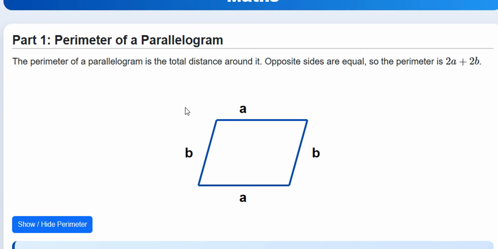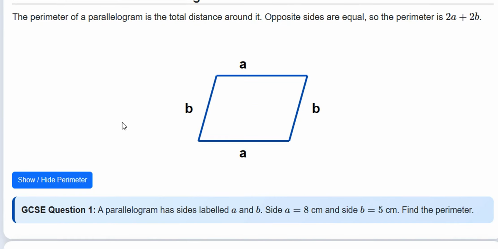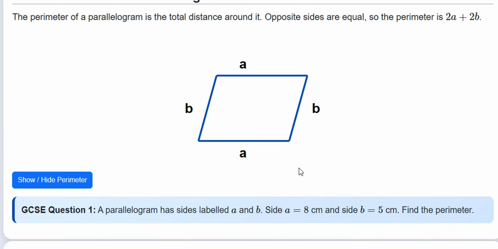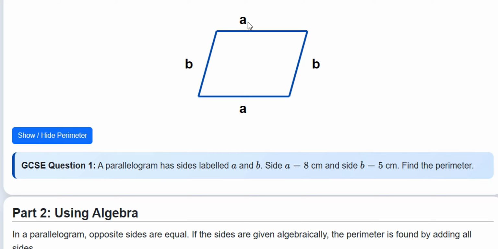So with that knowledge, can you try to solve a question? In question 1, a parallelogram has sides labeled A and B, side A is 8 centimeters, and side B is 5 centimeters. Then find the perimeter. You are told side A is 8 centimeters, so this side is 8 centimeters, and also this one is 8 centimeters. Then side B is 5 centimeters, and this one is also 5 centimeters because both sides are equal.